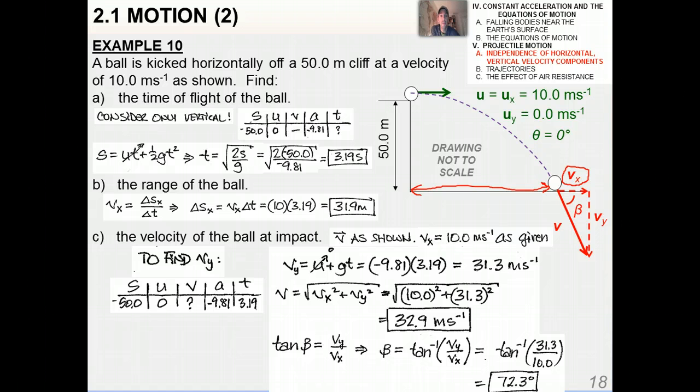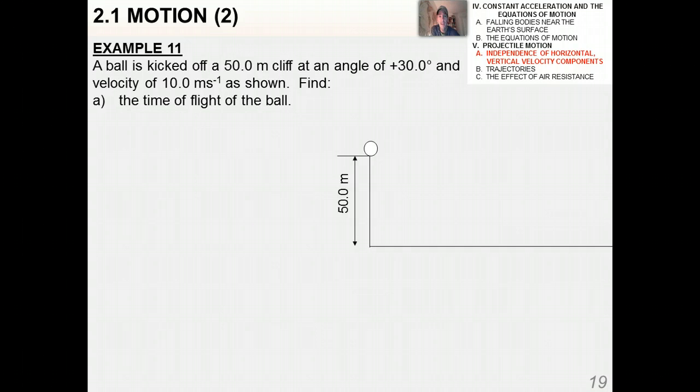Okay, because the next example I'm going to do for you is a little bit more complicated. And it's complicated because of this. Now I have the same ball. I'm kicking it off a 50-meter cliff. The velocity is 10 meters per second, but now it's up at an angle of 30 degrees. So I have u equals 10 meters per second again. Theta, as shown in this diagram, is 30 degrees.